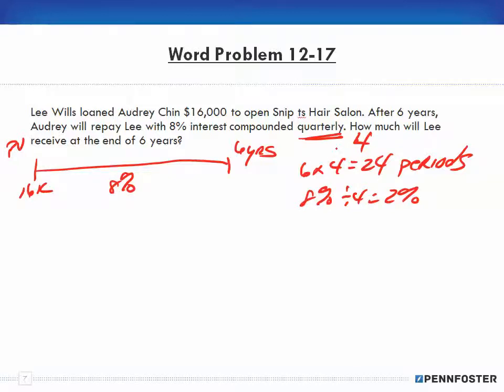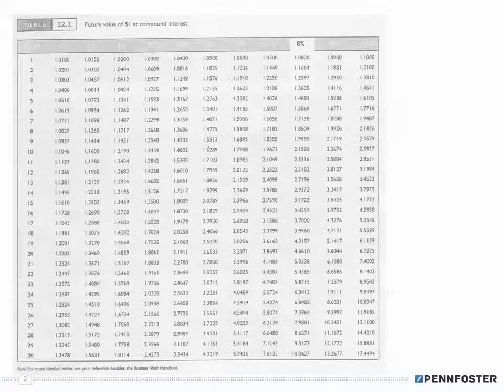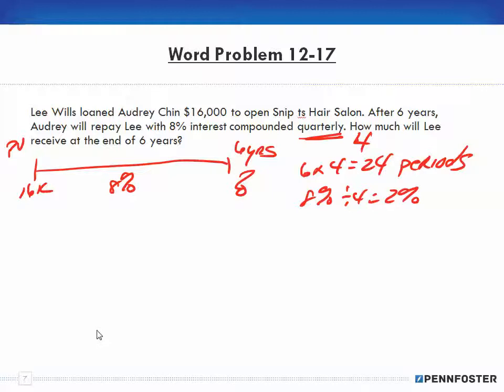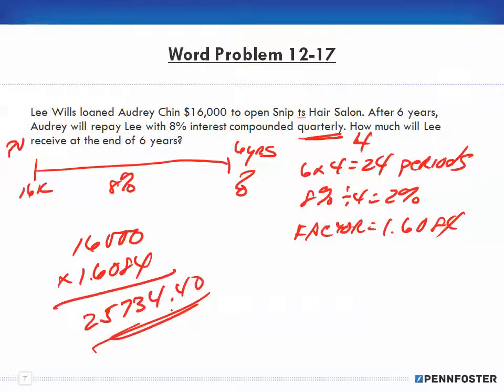So when I look at the future value chart, because I want to know how much at the end of 6 years, I look at 2% for 24 periods. Up here, at 2% and 24 periods, that's 1.6084. So my factor is 1.6084. I take my 16,000 and multiply it by 1.6084, and I end up with $25,734.40. Okay, simple, like I said, very repetitive.